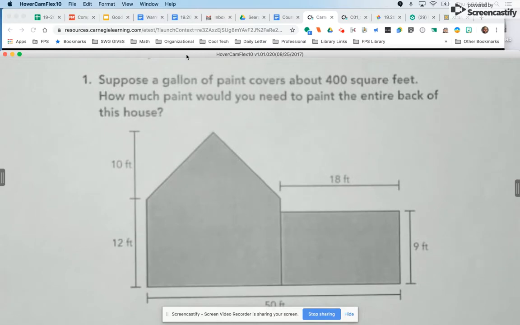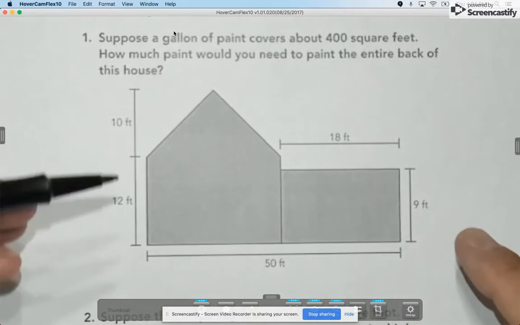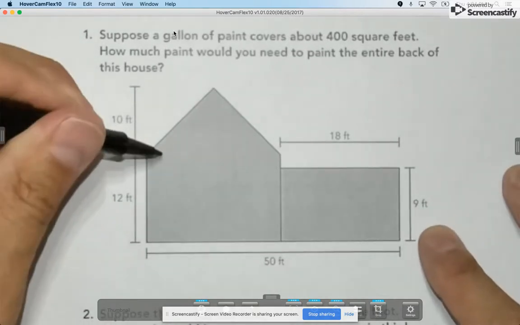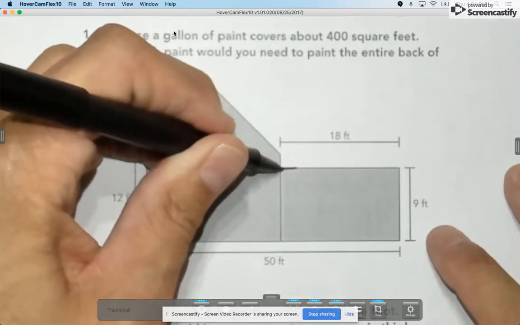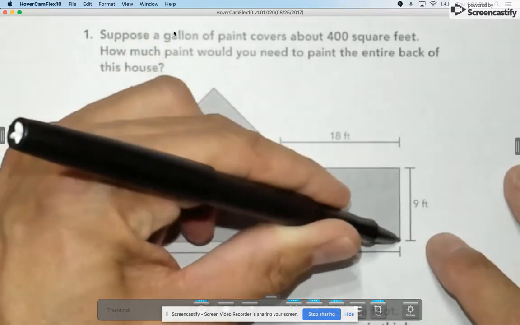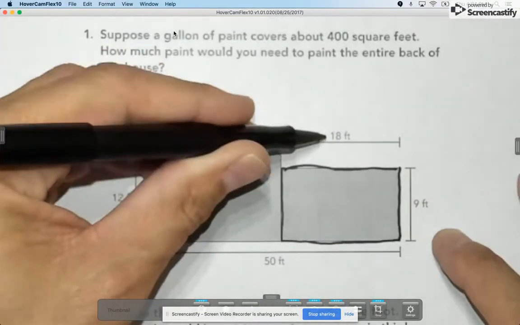All right. So we have this really tricky problem right here. We have the paint and we want to paint the house. There's two things for me to think about here. First, I want to break this up, or decompose it, into different parts. There's lag time between this and what I'm saying, so I apologize. When I look at this, I see a rectangle here, and I see that the rectangle is 18 feet by 9 feet.